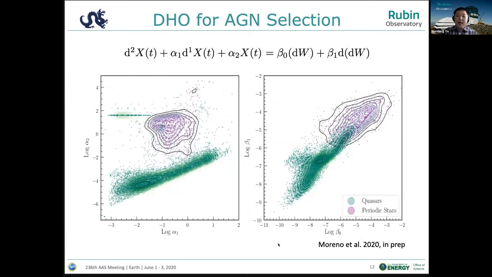Aside from doing AGN variability analysis, DHO modeling can also be used to do AGN selection. The two figures show the distribution of quasars, shown in green, and the periodic stars, shown in purple, in the nominal DHO space. I can see they can be separated in this parameter space.